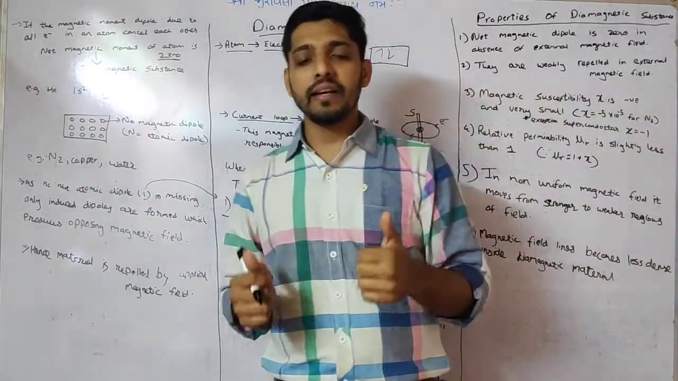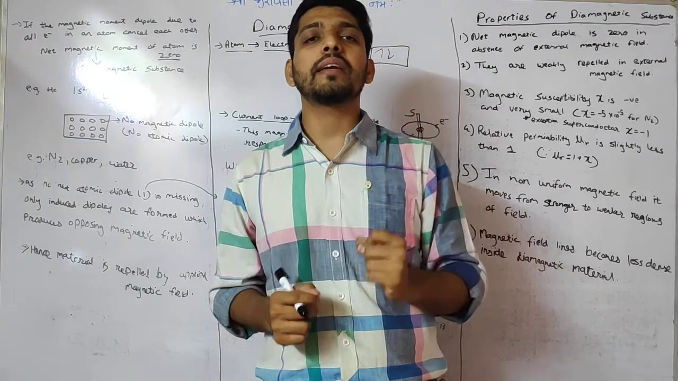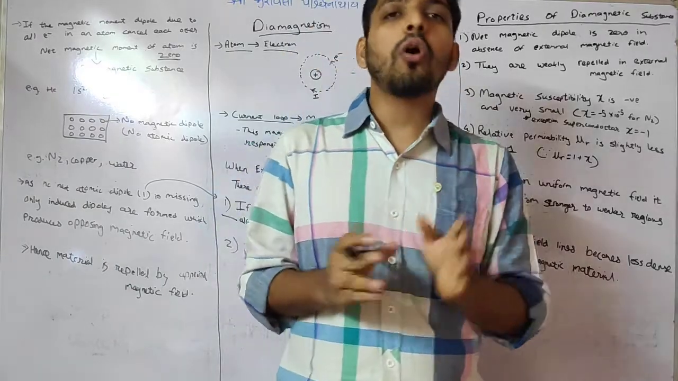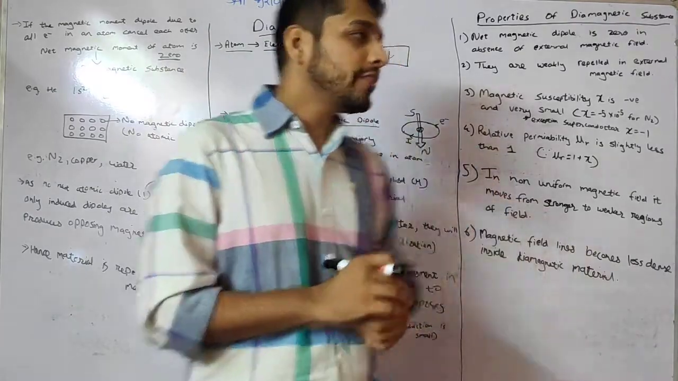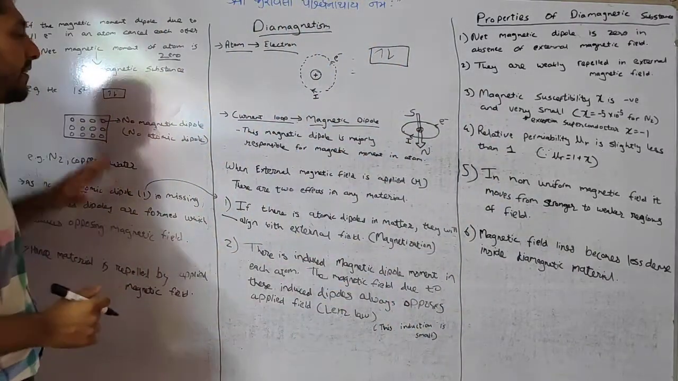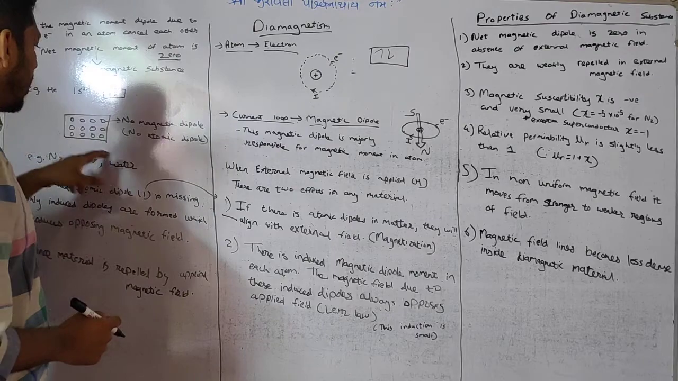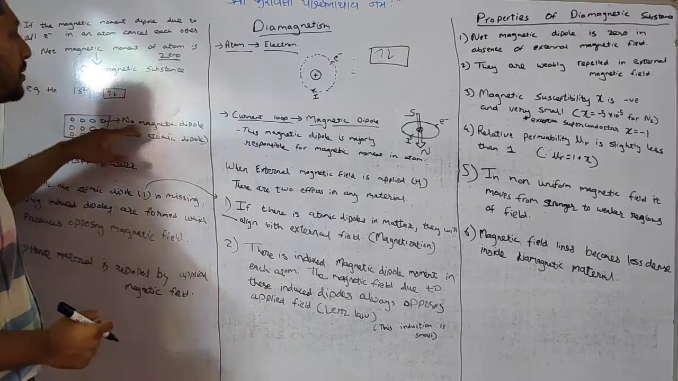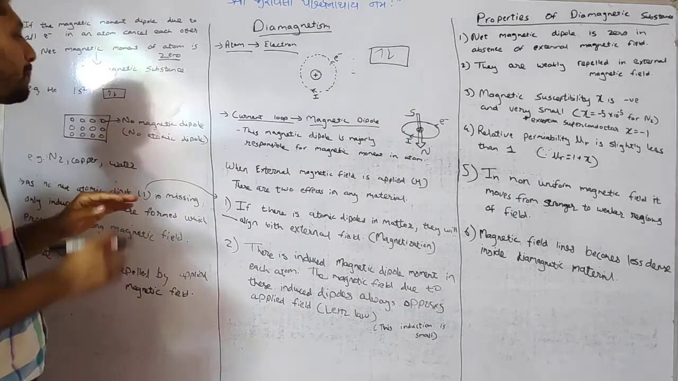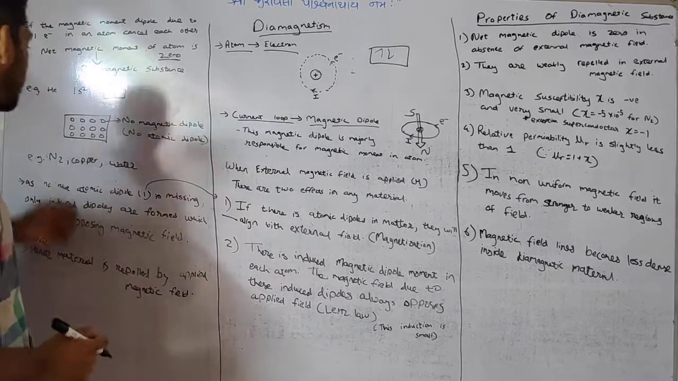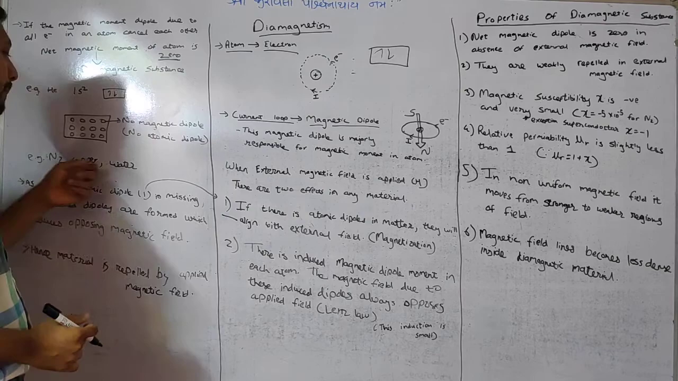Here the net magnetic dipole in each and every atom is 0 because all the electrons are in pairs and possess opposite dipoles, which means they will cancel out each other's effect. So if I show you a small atom, there will be no magnetic dipole present in it. Examples are N2, nitrogen, copper, water.